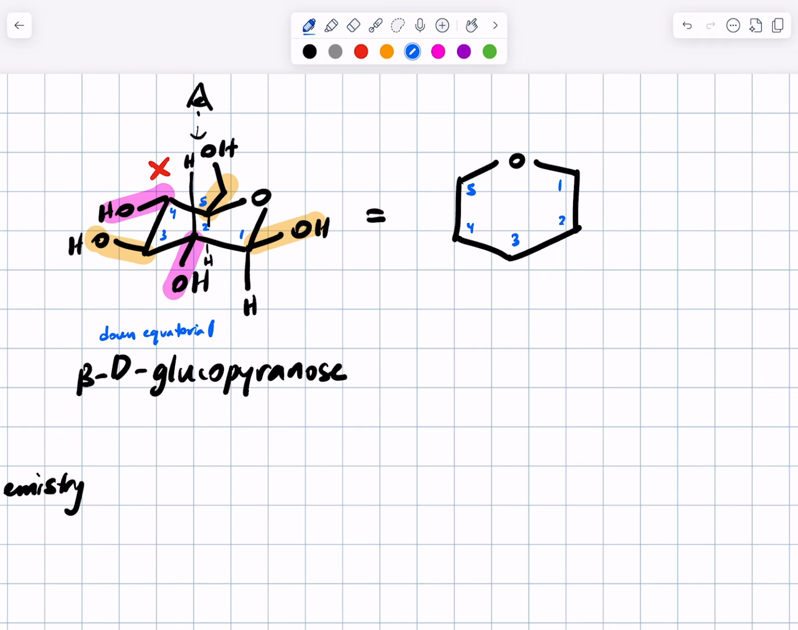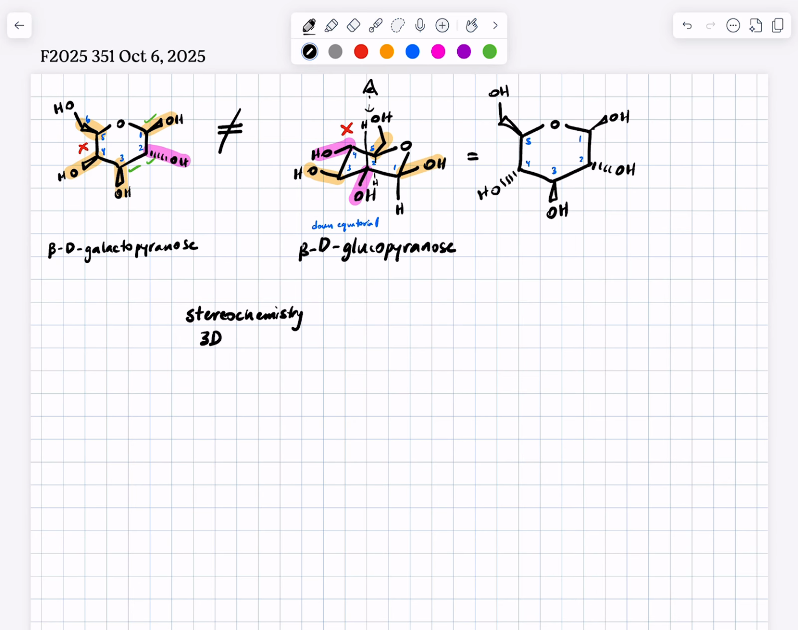And then you just go carbon by carbon and say, okay, the OH on carbon 1 is up. The OH on carbon 2 is down. The OH on carbon 3 is up. The OH on carbon 4 is down, and the hydroxymethyl group on carbon 5 is up. And you can see the key difference between these two and it all comes down to carbon 4. That's where there's the difference.